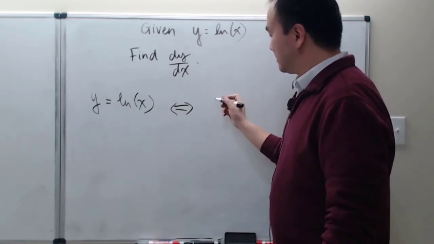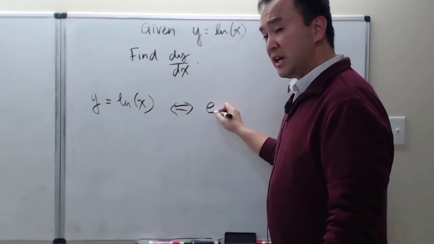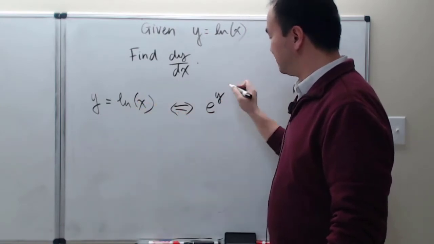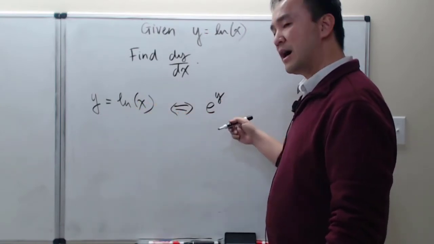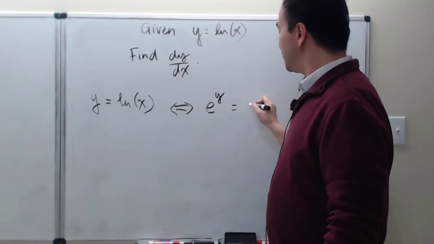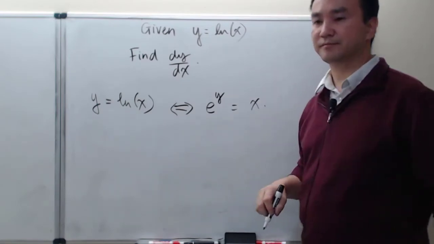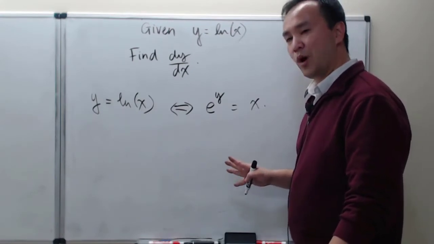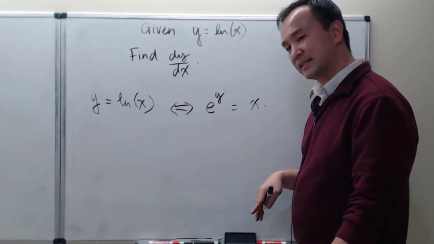it's base e. Natural log is base e. So e to the y power, or the y exponent, must equal x. Okay? e to the y power must equal x.